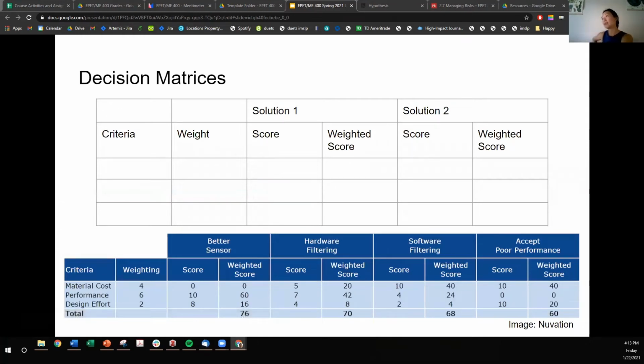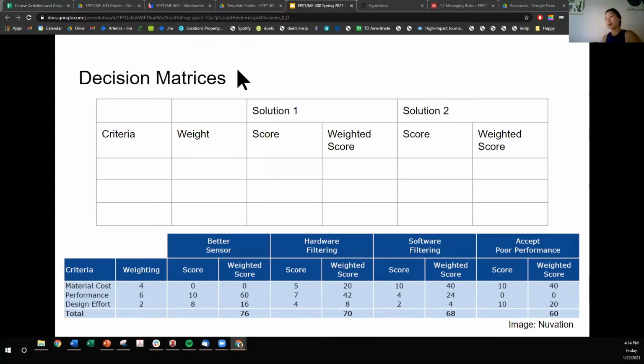Okay, so during your design process, you will have multiple options to solve a particular problem, but not all solutions are created equally. What you should do when you have multiple solutions and you need to decide, you can come up with something called a decision matrix. This is a formal way of evaluating the quality of your solutions.